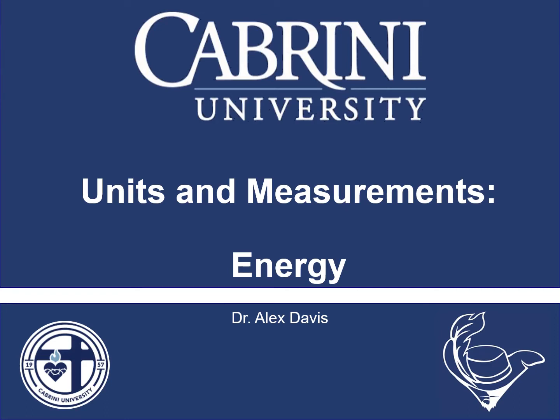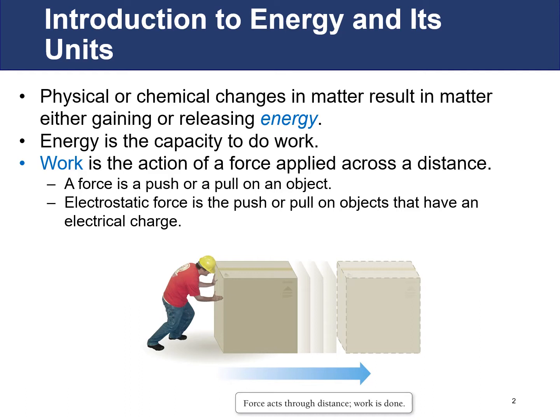In this video, we will be talking about energy, the different types of energy, and the units relating to energy. In the field of both physics and chemistry, we are often interested in the transfer of energy from one system to another. Often, a physical or chemical change in matter will result in matter either gaining or releasing energy. This energy is the capacity to do work, and work is the action of a force applied across a distance.